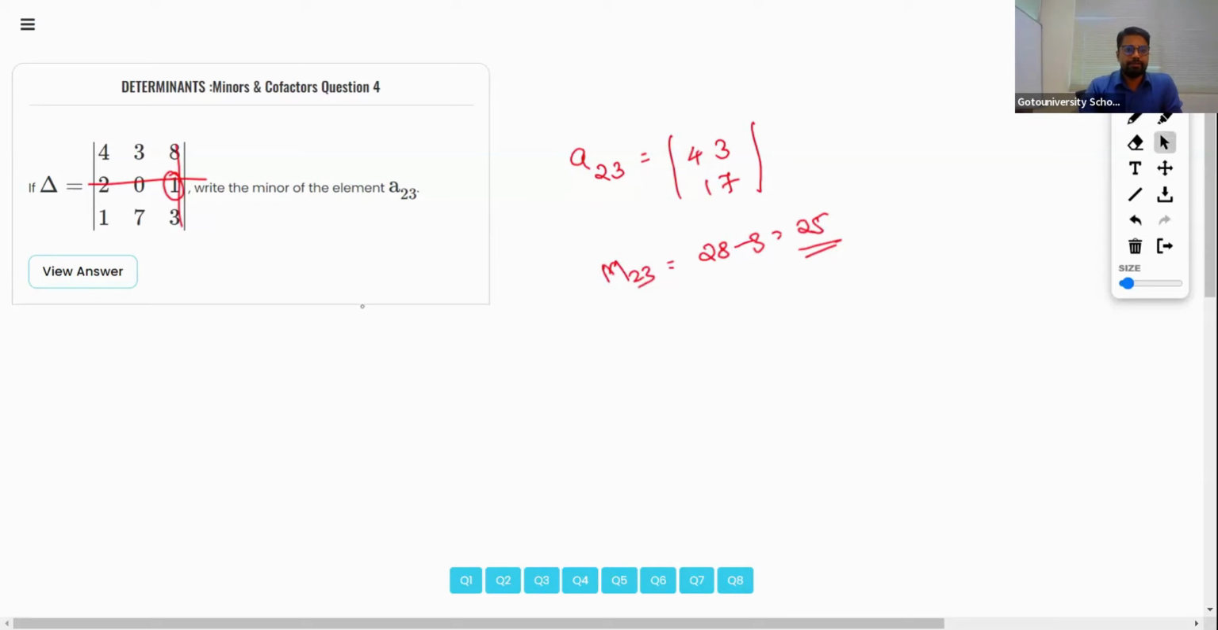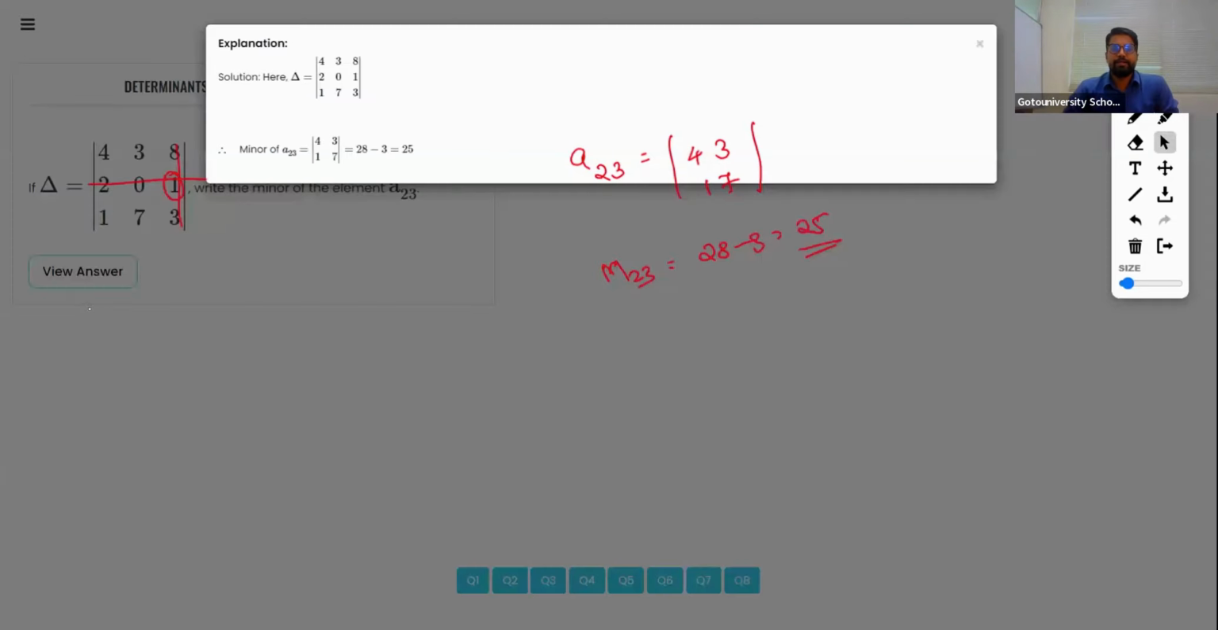That is our minor M23. Can we check the answer quickly? Yes, that is 28 minus 3, 25. Is that clear? Yes. Any questions? Any doubts here? No doubts, is it? Okay. So let's go to the next question.